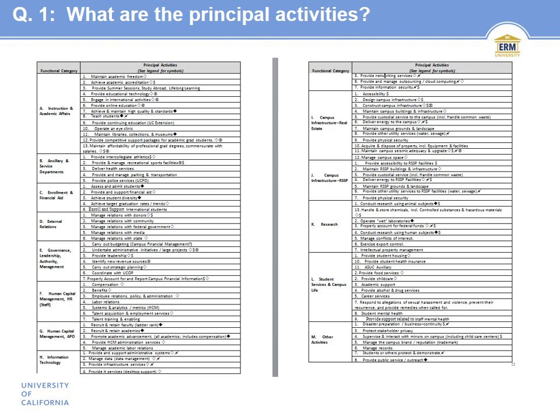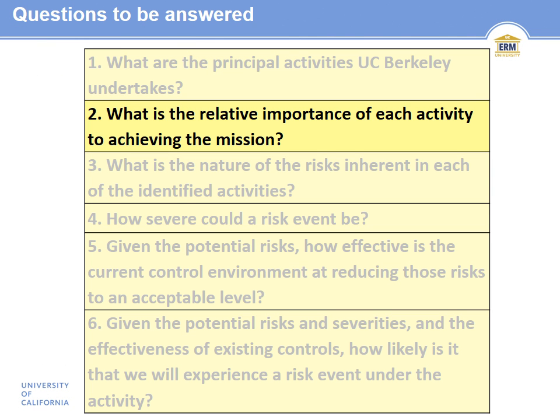Okay, so that was the answer to question 1. That was our starting point. These are the activities we're going to work with. And by the way, we didn't think this was the perfect list, the end-all, be-all list, but we felt it's a very good start and that it can evolve as we go forward. All right, the next question, what is the relative importance of each activity to achieving the mission?